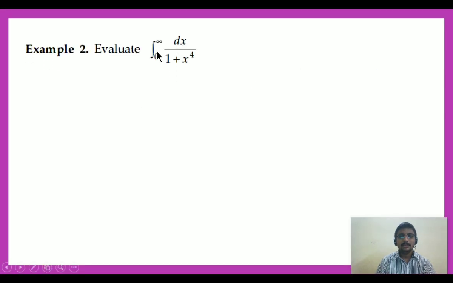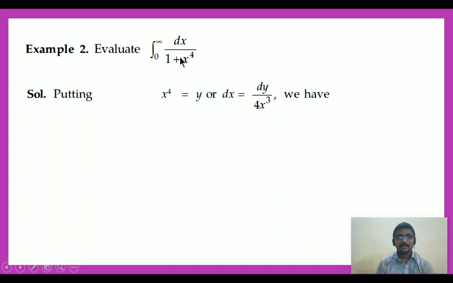Evaluate the integral from 0 to infinity of dx by 1 plus x power 4. Putting x power 4 equal to y. Now differentiating on both sides, x power 4 derivative is 4x cube dx, which is dy. So dx is dy by 4x cube, which is obtained just by dividing with 4x cube.